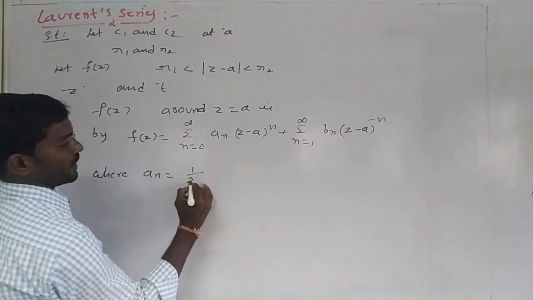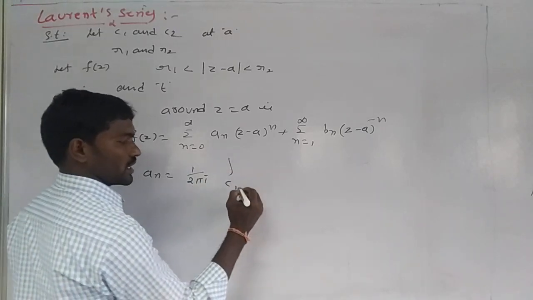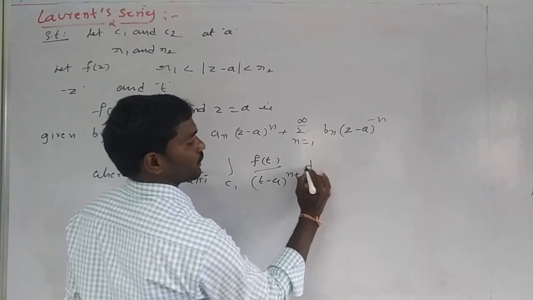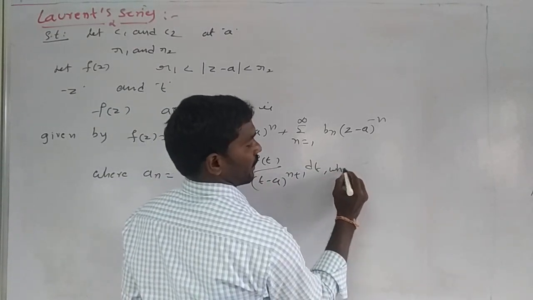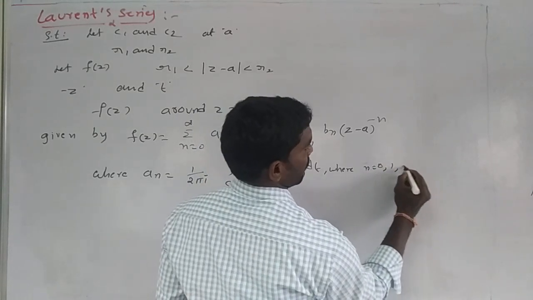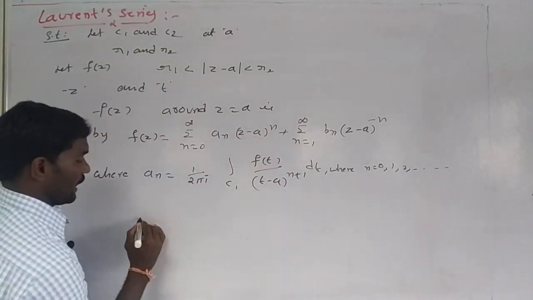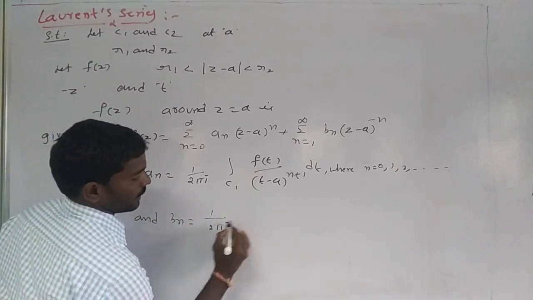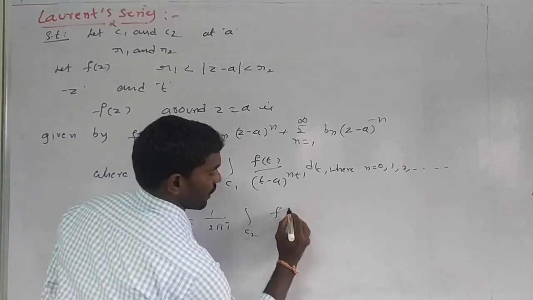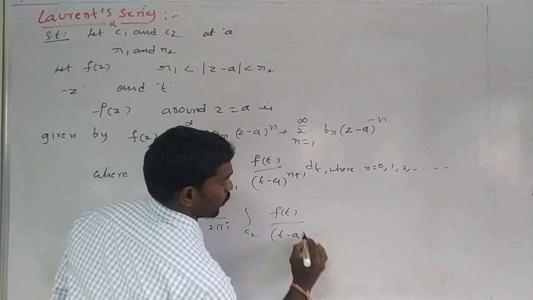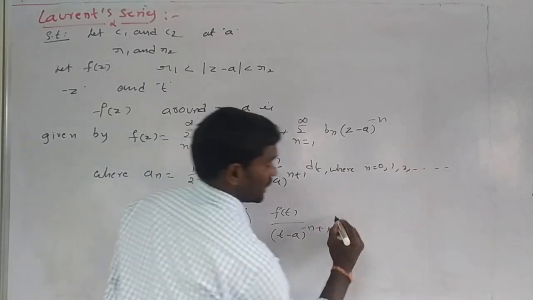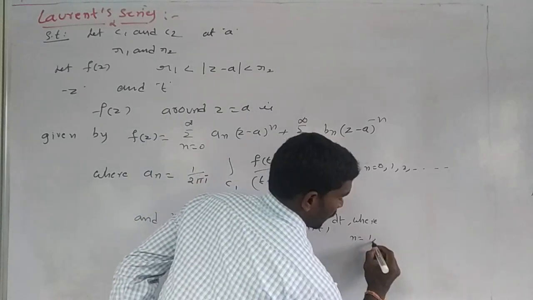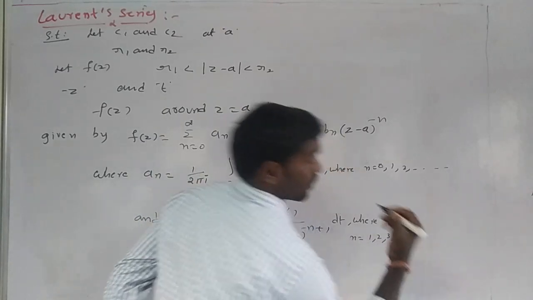an equals 1 by 2 pi i integral over C1 of f of t by (t minus a) whole power n plus 1 into dt, where n equals 0, 1, 2, and so on, and bn equals 1 by 2 pi i integral over C2 of f of t by (t minus a) whole power minus n plus 1 into dt, where n equals 1, 2, 3, and so on.